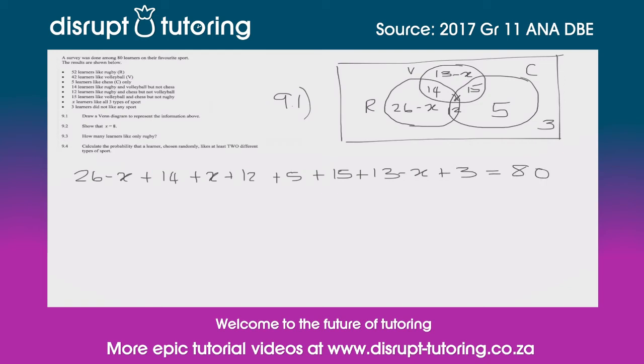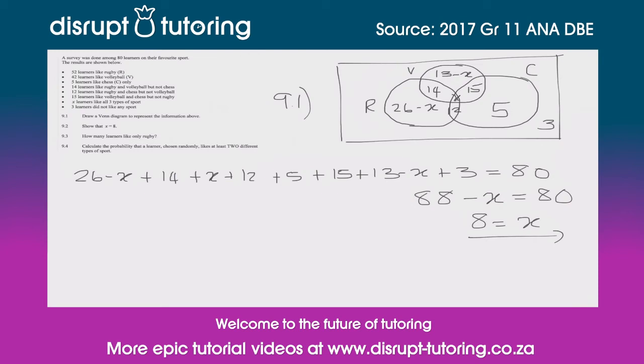What we find is we would then have 88 minus x equals 80. So we move that 80 across, and that gives us 8 equals x. And therefore, we have proven that x is equal to 8.